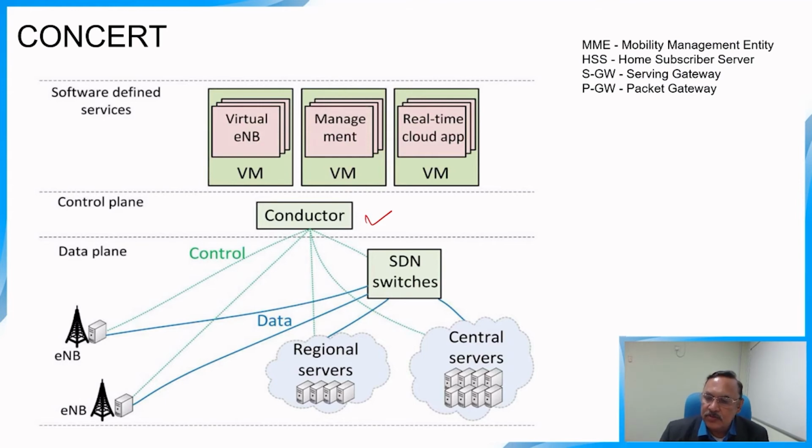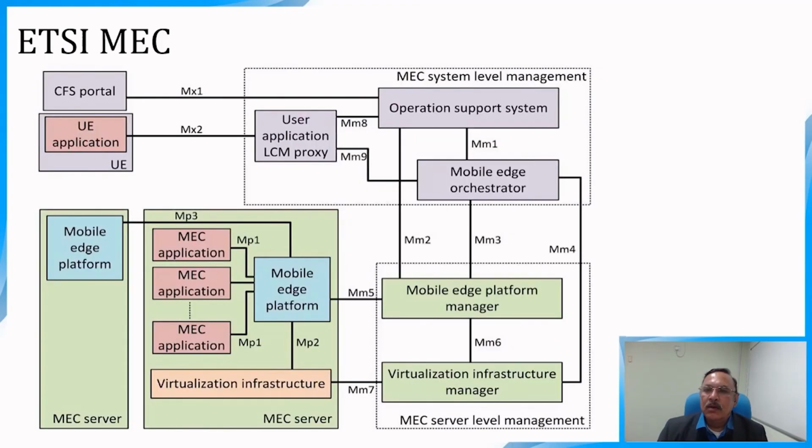So, CONCERT proposes hierarchical placement of the resources within the network to flexibly and elastically manage the network and the cloud services. Local servers with low computation power are assumed to be located directly at the physical base station, and if the local resources are not sufficient, regional or even central servers are exploited, which is shown here in this particular figure.